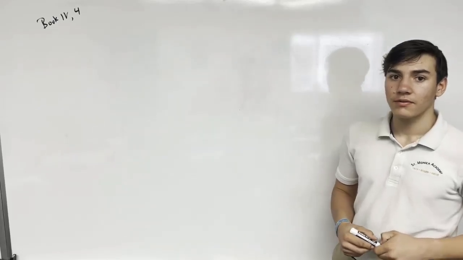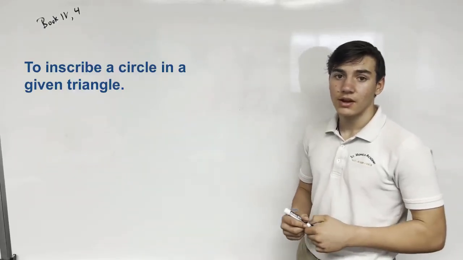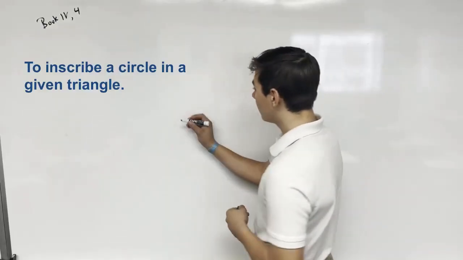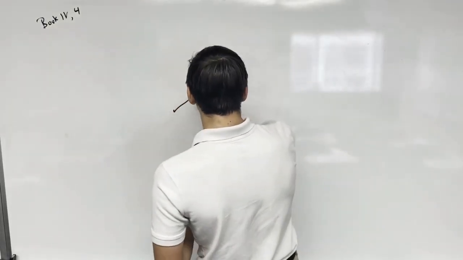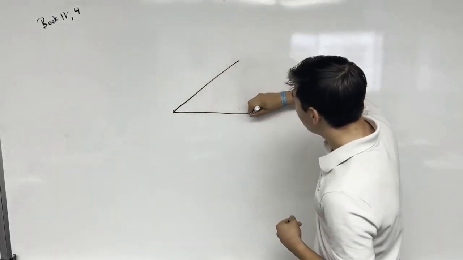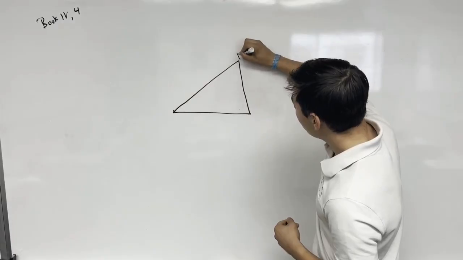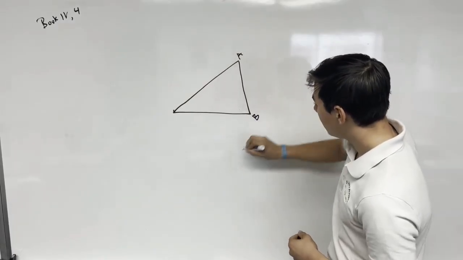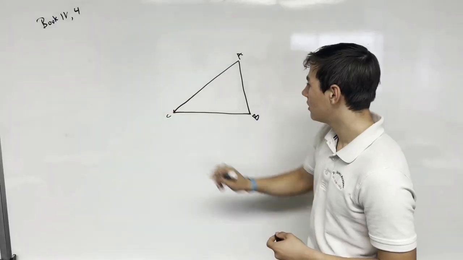Euclid's Elements, Book 4, Proposition 4. In a given triangle, to inscribe a circle. We're going to start by creating our given triangle, and we'll call it A, B, C.